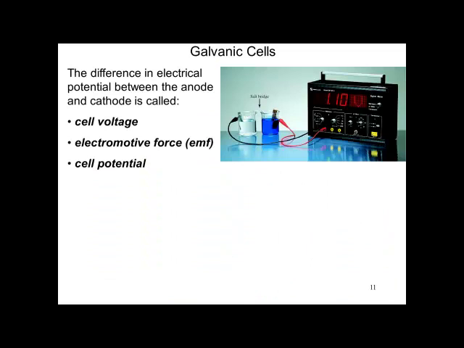The difference in electric potential between the anode and the cathode is called the cell voltage, sometimes called the EMF or electromotive force, or the cell potential. They all mean the same thing. Notice that in the cell that we were looking at before, the copper sulfate, zinc sulfate cell, it generates 1.10 volts of electricity.